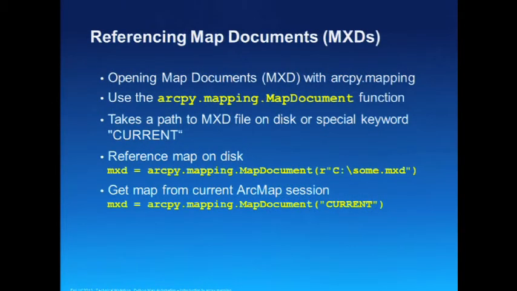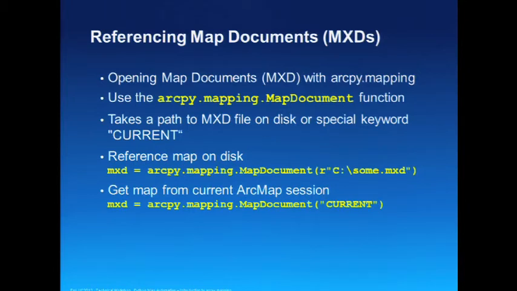So when we want to open map documents within ArcPy mapping, we use the arcpy.mapping MapDocument function. When we use the MapDocument function, it returns a map document object. Okay? Now it takes a path to an MXD. It's just one parameter: the path to an MXD out on disk.